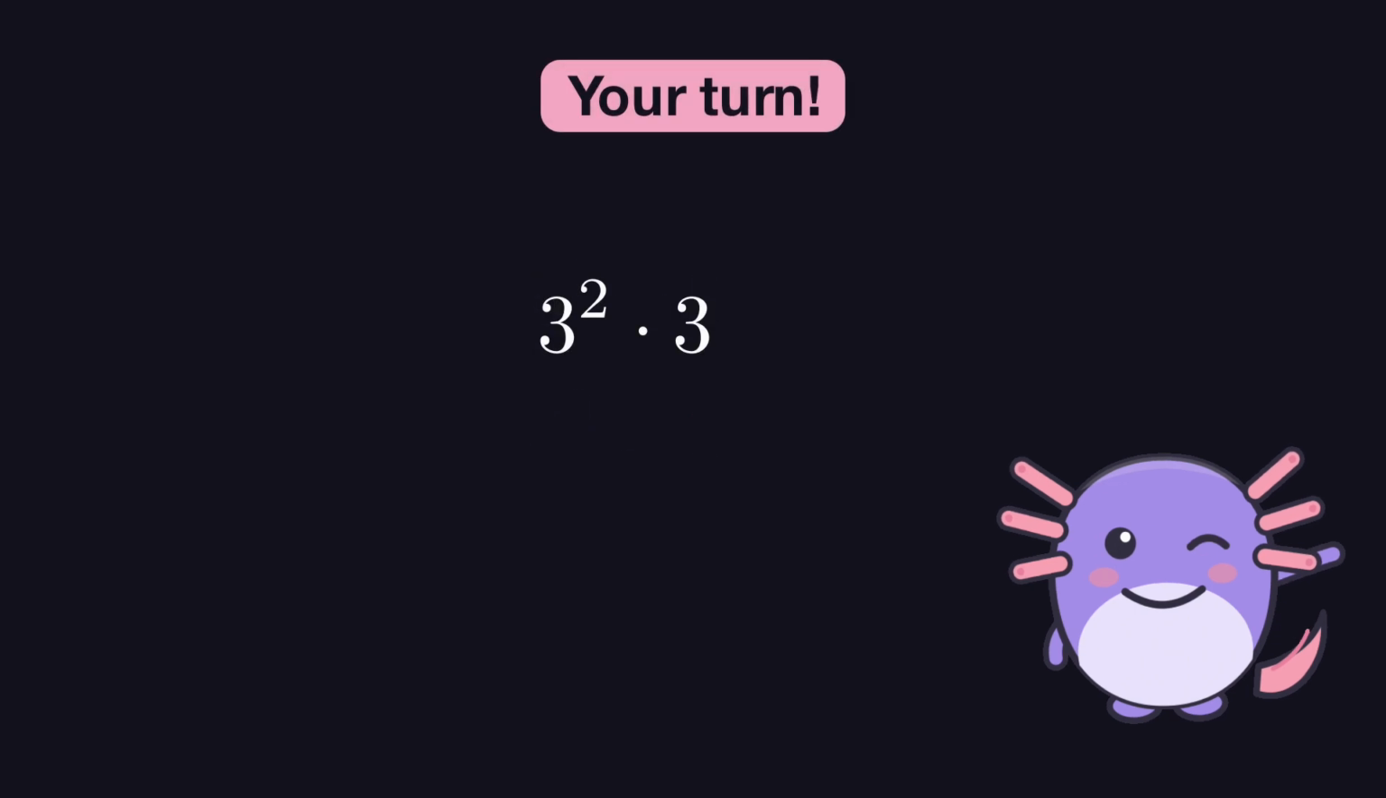Your turn, pause and think. What is 3 squared times 3? 2 copies plus 1 more copy is 3 copies. 3 cubed, which is 27. If you added the exponents, you're officially a power user.